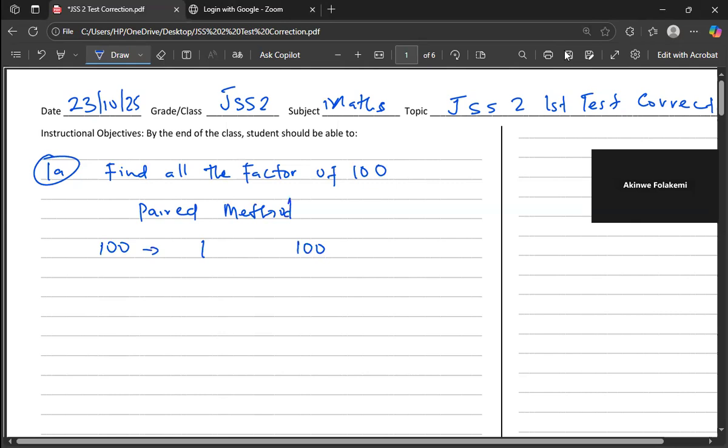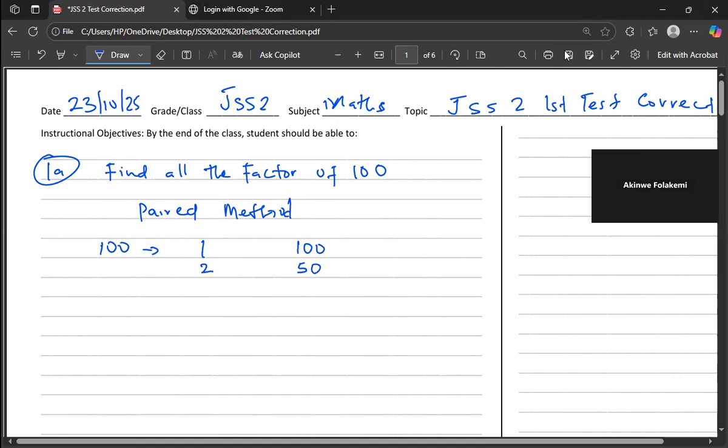So the next number after 1 is 2, isn't it? You ask yourself, does 2 go in 100? Yes. Since it goes, you write it. If it doesn't go, you don't write it. Since 2 goes, how many times does it go? It goes 50 times. That's good. So after 2 is 3.